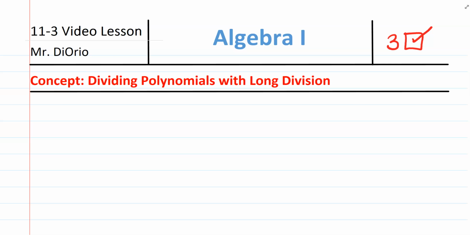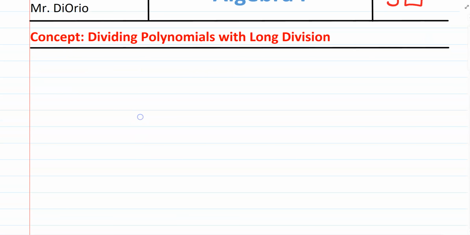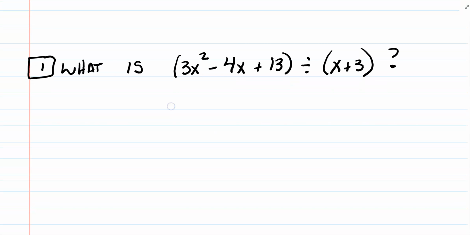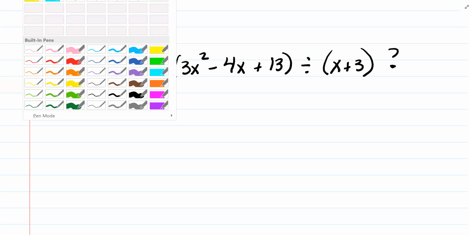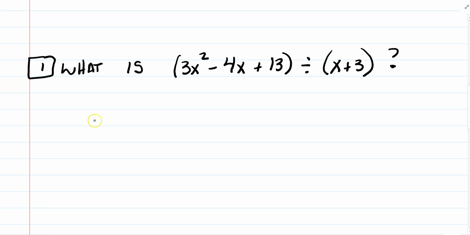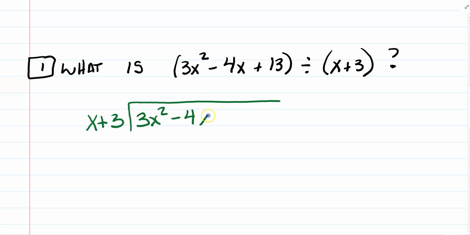And this is going to be a lot of process of how this gets done, so I'll try to explain everything step by step. So let's say we wanted to do the example of how do we divide the polynomial 3x squared minus 4x plus 13 by x plus 3. So the first thing we want to do is set it up in this way. We're going to take x plus 3, and we're going to try and divide it into 3x squared minus 4x plus 13.